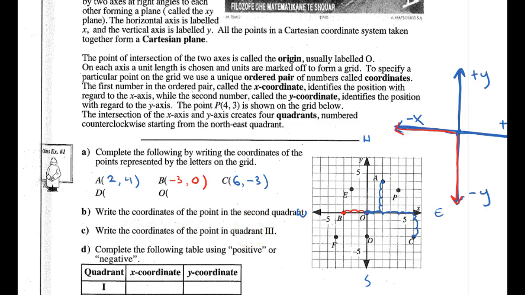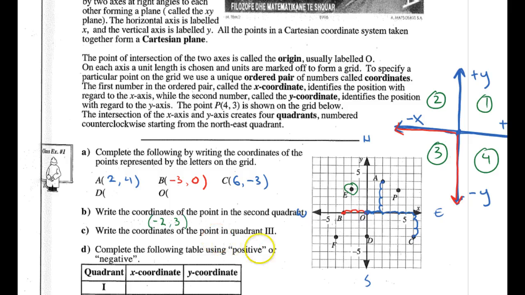Now we also have quadrants, and this is really important. If I took this whole thing and divided it into 4 shapes, that's the first quadrant, that's the second quadrant, third quadrant, and fourth quadrant. Write the coordinates of the point in the second quadrant. Well, that's this quadrant. This is the only point in the second quadrant. The coordinates would be -2, comma 3, because I'm going left 2 and up 3.